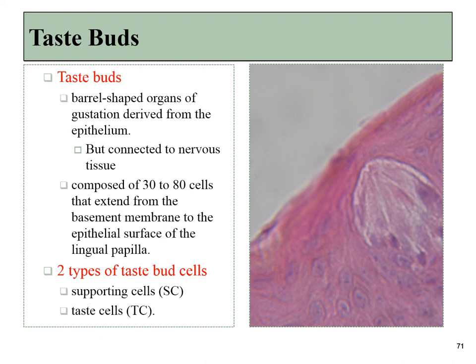There are two types of cells found within a taste bud, the ones that do the actual transduction, the taste cells, and then there are also supporting cells. Although it would be very difficult to identify which is which under a traditional H&E stain, such as the one shown here in this picture.